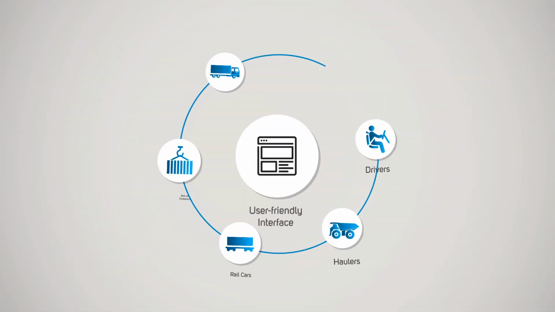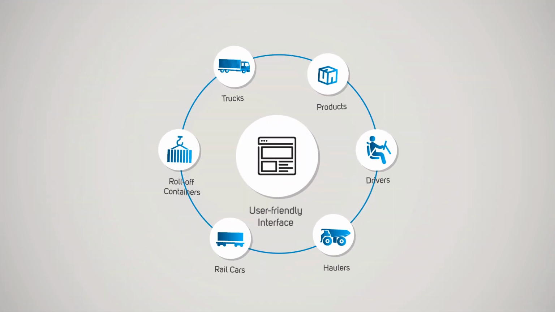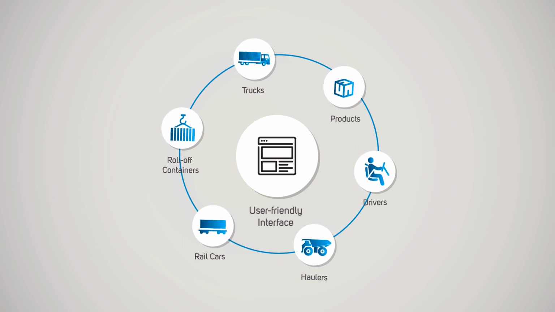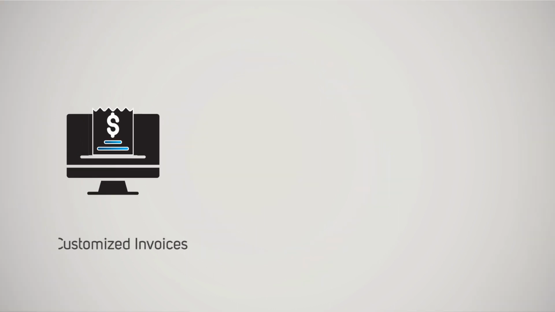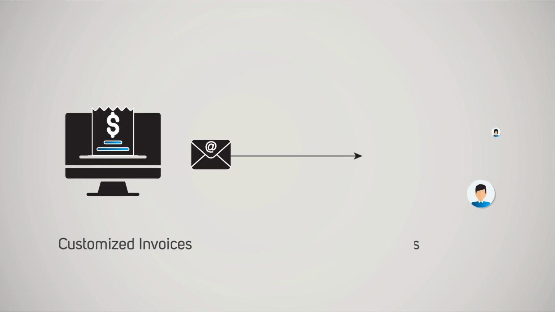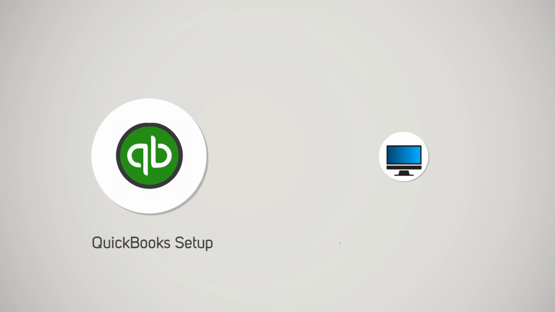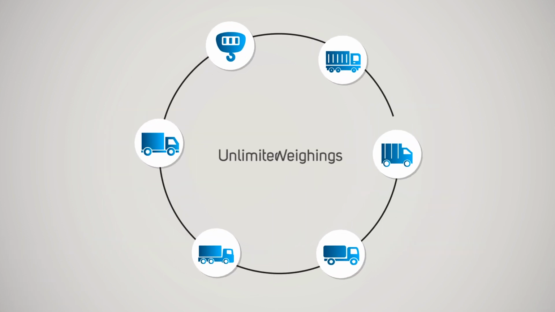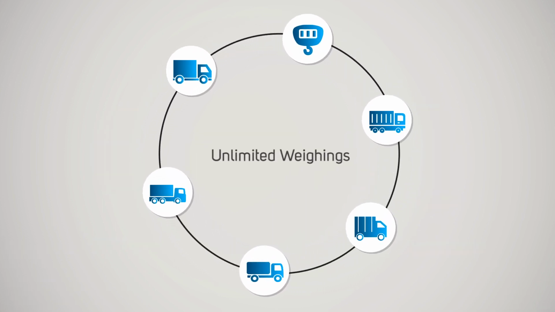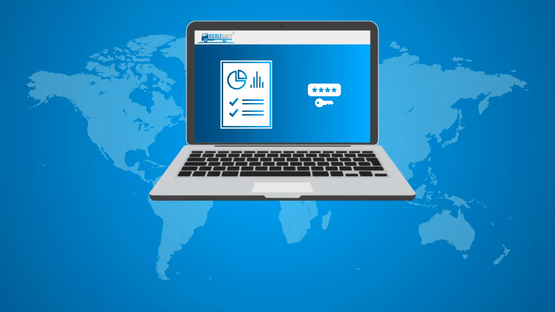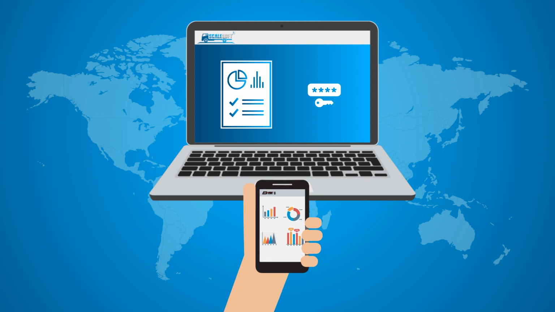The user-friendly interface allows for easy setup of users, drivers, trucks, rail cars, roll-off containers, haulers, products, and more. Customized invoices can be generated and sent to your customers or easily integrated into your existing QuickBooks setup and accounting processes. Now you have unlimited weighings and the ability to manage multiple scales. Data can be accessed from anywhere on the network or via the online web portal.